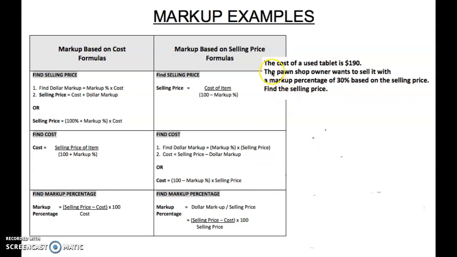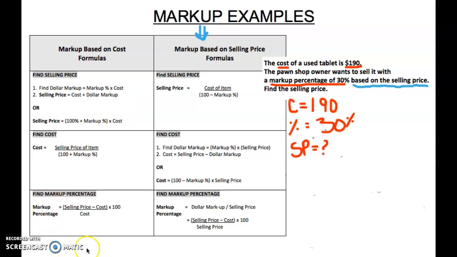In this second example, we have the cost of a used tablet. Remember, cost is your initial value that the product is being purchased for by the store owner. So the store owner paid $190 for a used tablet, and they want to resell it with a markup percentage of 30%. But notice this one is not based on the cost, it is based on the final selling price. So instead of these formulas on the left side, you want these formulas here on the right side.